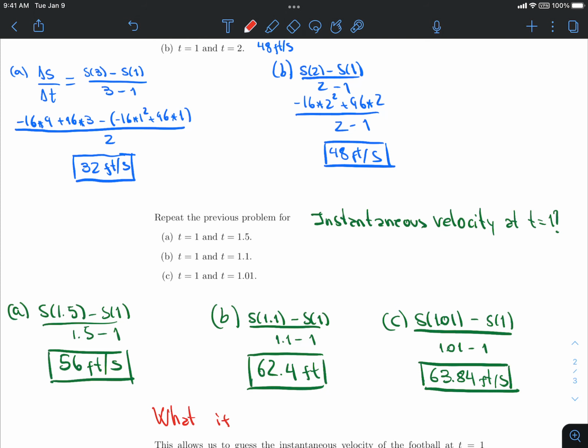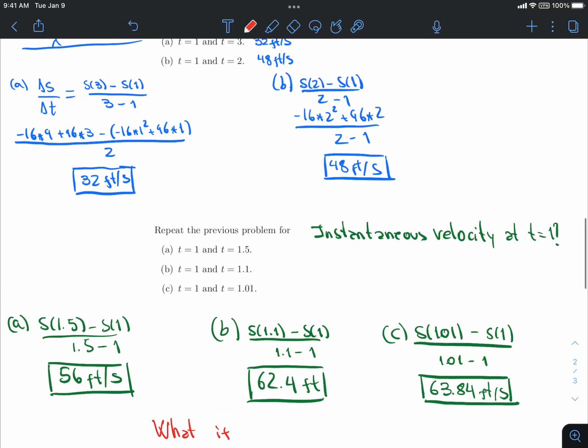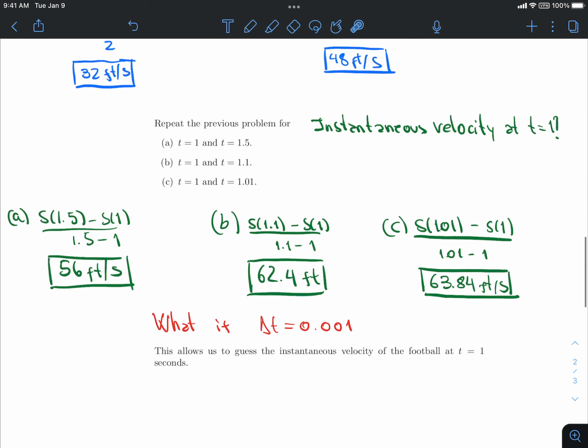What if delta t was 0.001, meaning the interval were from t equals 1 to t equals 1.001, right? That would get even smaller, and the expectation is that this thing would stabilize around something. And the something that it stabilizes around is 64. As you can see, 63.84 is pretty close to 64.